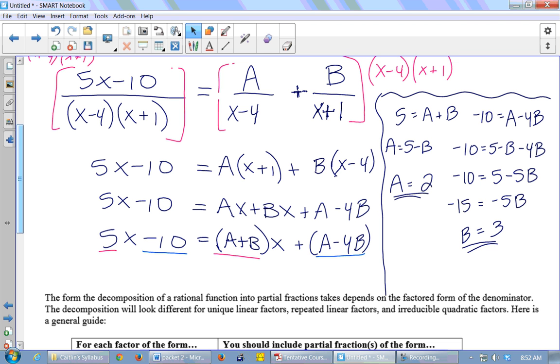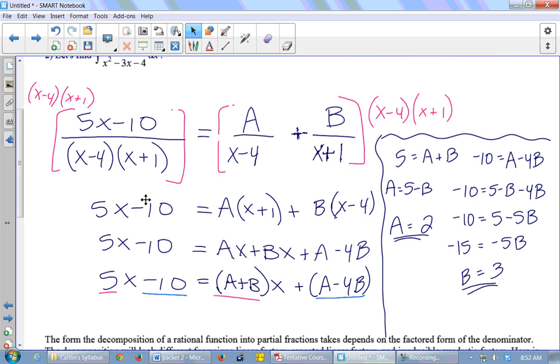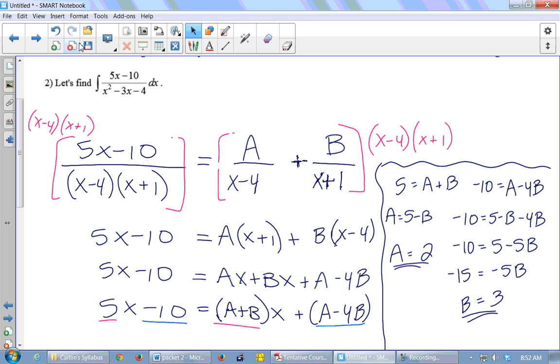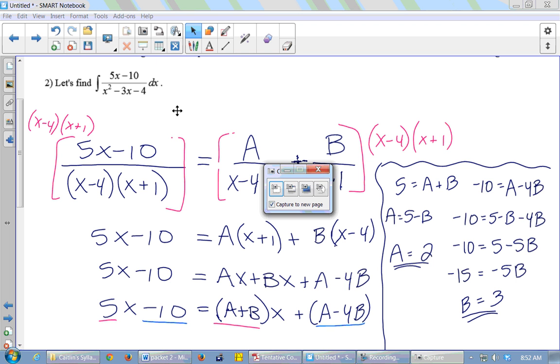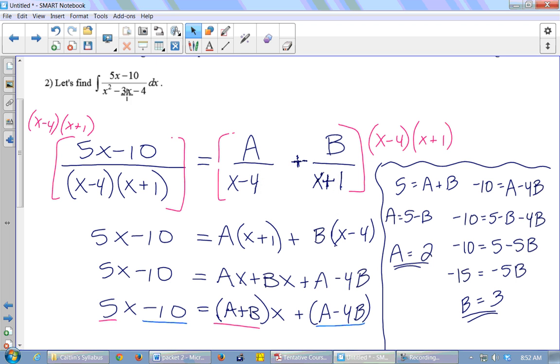Okay, so we've done the decomposition, but we haven't answered the question, right? The question was, find the integral of this thing. All I've done so far is rewrite the integrand as a sum of two simpler fractions. So let's put this on a new page.